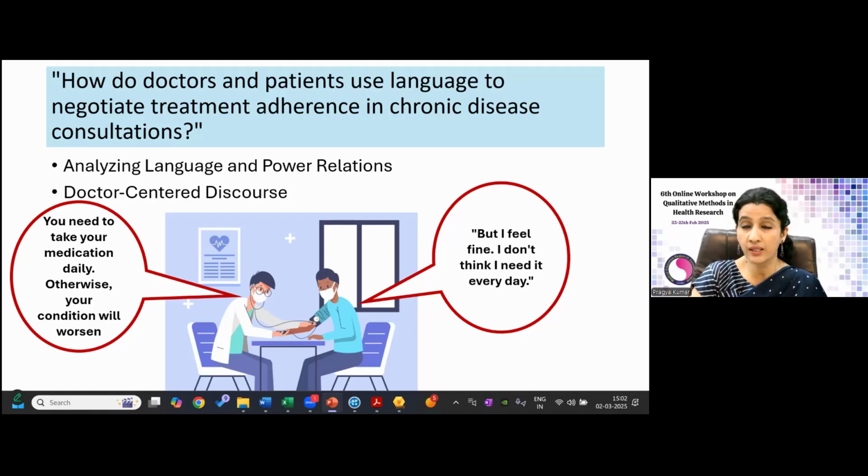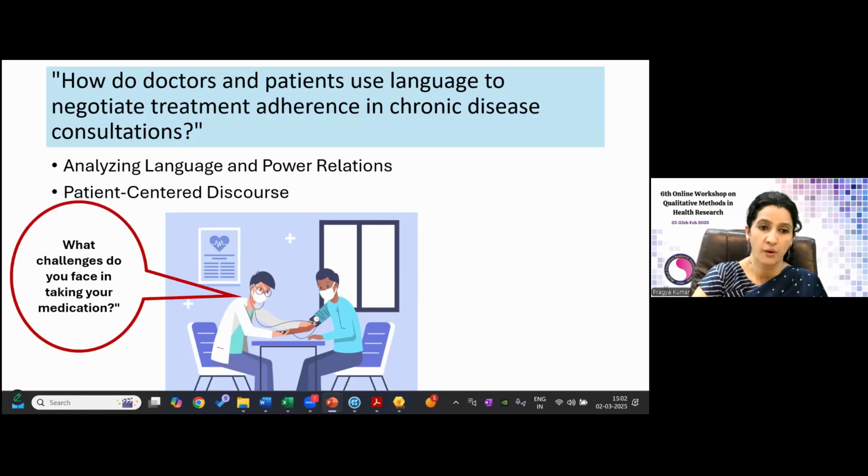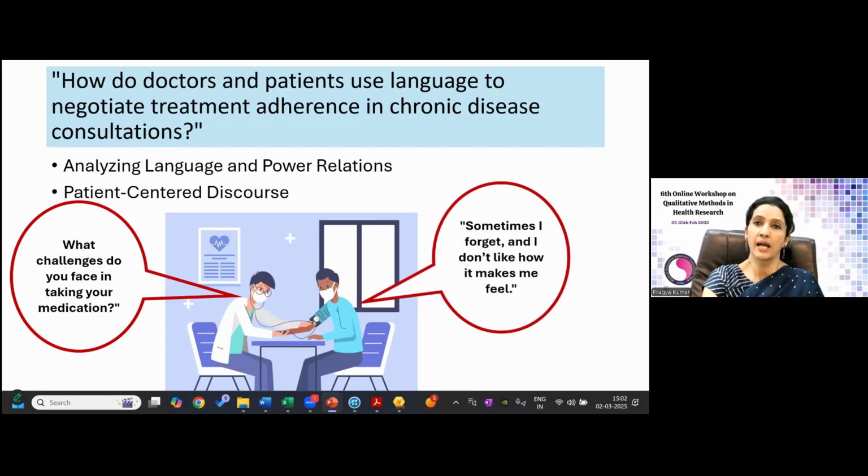Now, the way you are saying it, this is the doctor-centered discourse. You can see the doctor, without understanding the perspective of the person, is saying that you should take it. Now, if you see the patient-centered discourse, the doctor might ask an open-ended question: what challenges do you face in taking medication? That's a more open-ended question. And the person might answer, sometimes I forget and I don't know how it makes me feel.